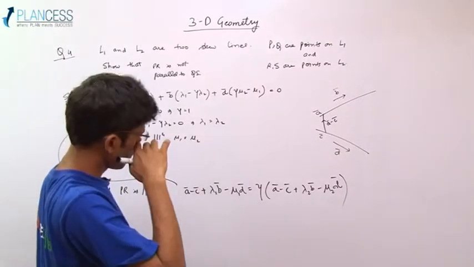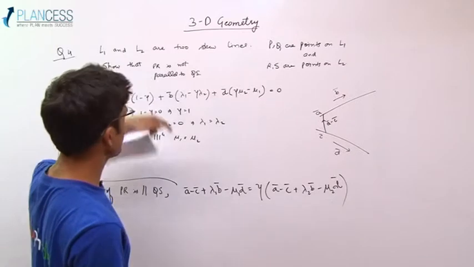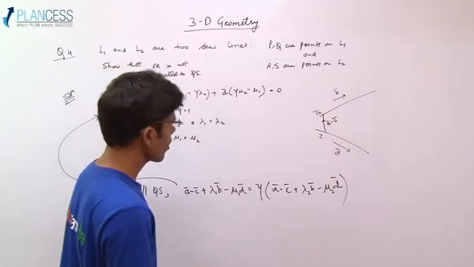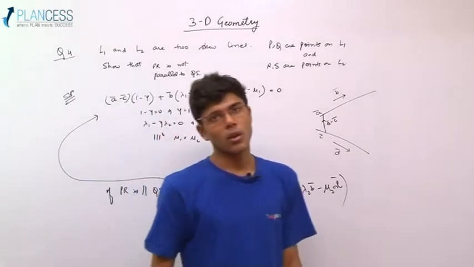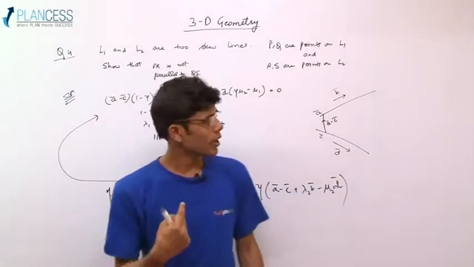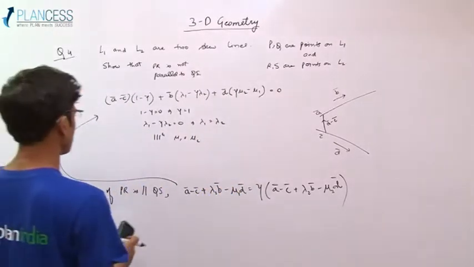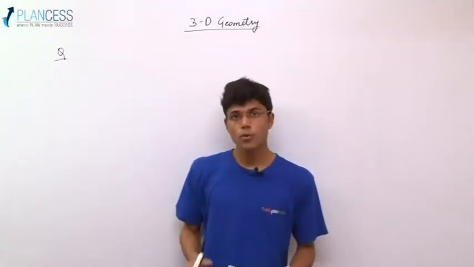So if lambda 1 is lambda 2, then P is equal to Q and R is equal to S, and so we cannot get PR parallel to QS. I'm sorry. Okay, so now let's move on to question number 5.